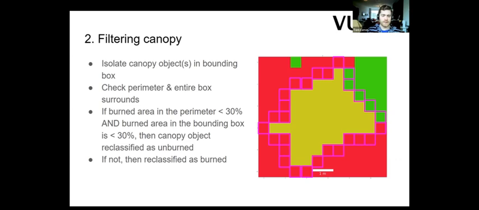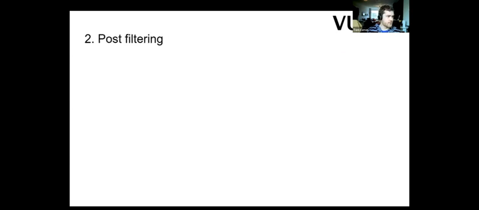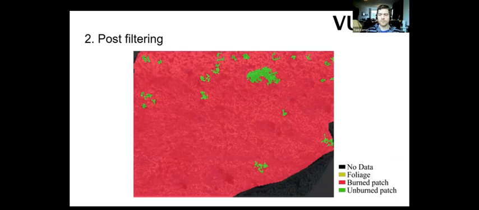And if we filter out all those objects and we filter out smaller objects, I think we have a threshold size of about 5 square meters, just because more often than not, those are artifacts of the classification or noise that we're not interested in. We end up with something like this. We have largely burned area with a few patches of unburned vegetation.